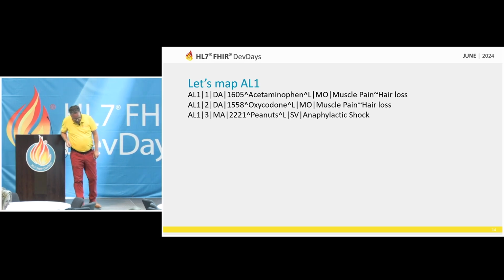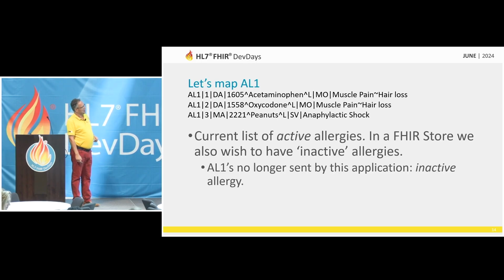Allergies. This is one of the most famous problems when we talk about the mapping. I already alluded to that. We have 3 allergies here in this message for acetaminophen, oxycodone, and peanuts. And this is the list of active allergies. Okay? So if we receive another message with just 2, let's say the first 2, then apparently peanuts is no longer an active allergy.